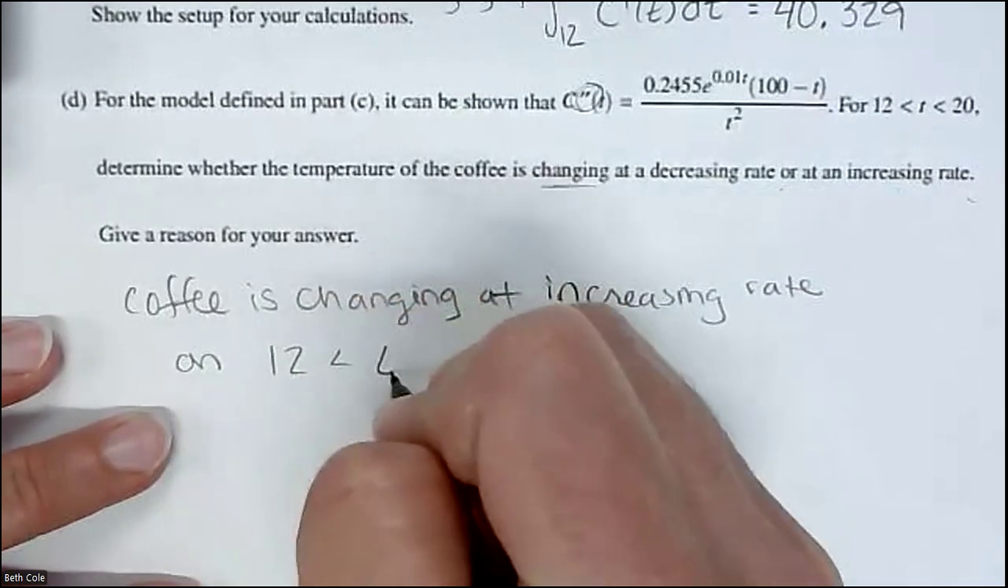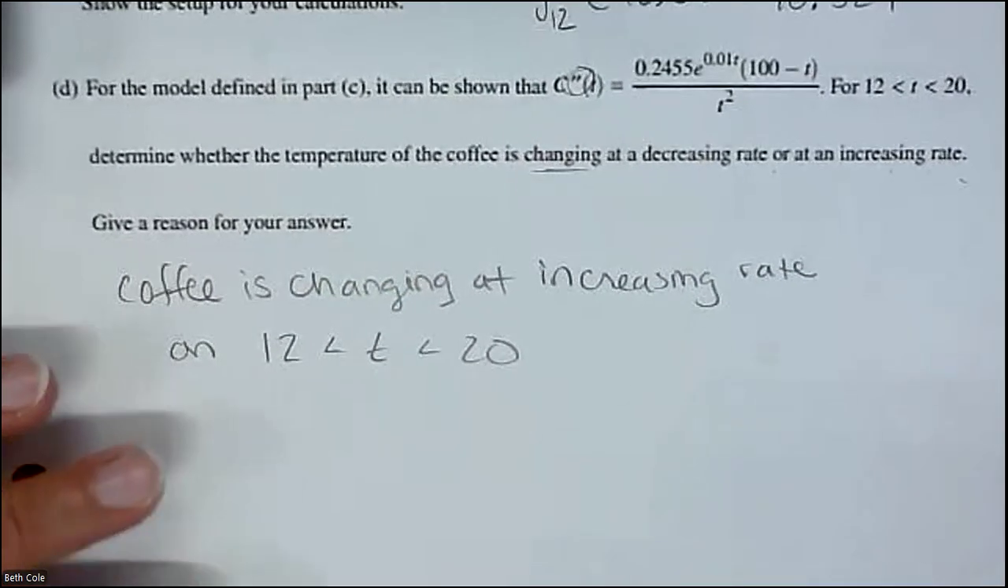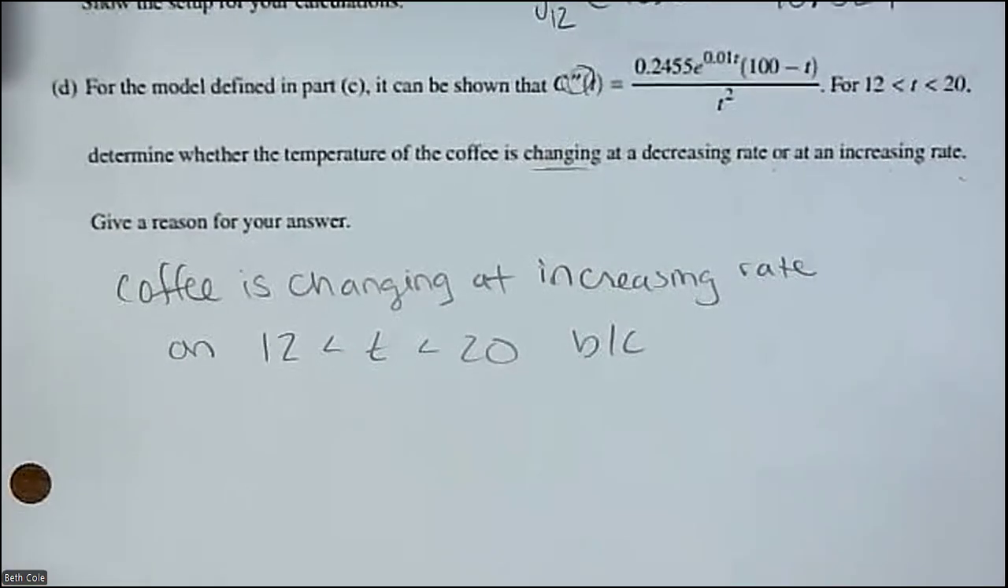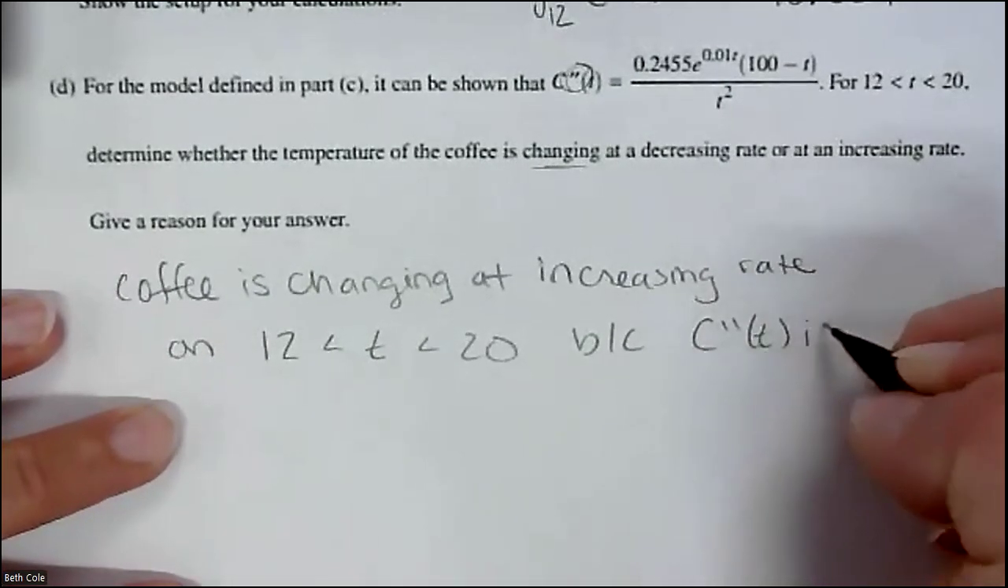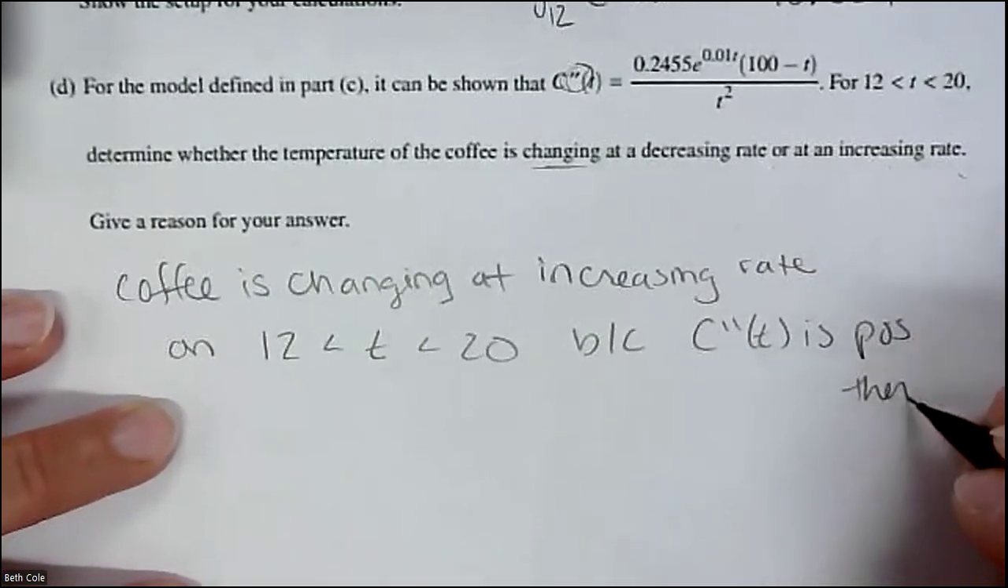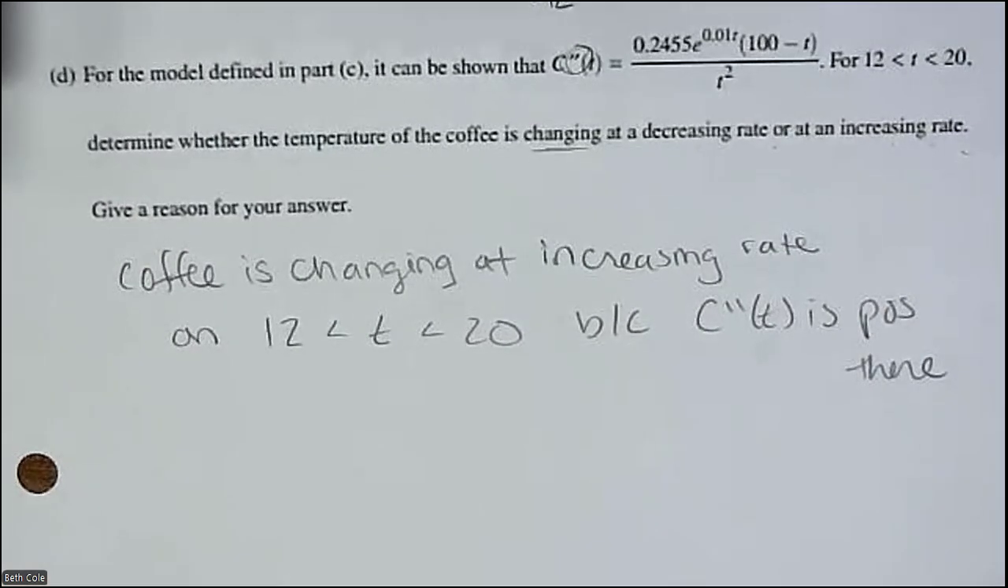on the interval 12 to 20. Here's your because, and what's your reason why? C prime prime is positive there. I have a question. Yeah, go ahead. This is where we answer all the questions. This thing, increasing because C prime prime is positive on the interval 12.